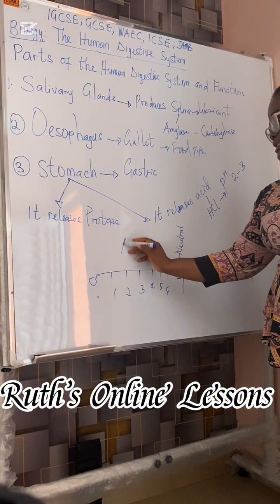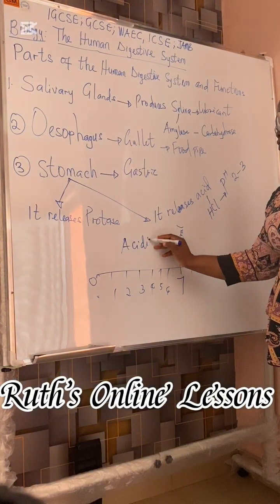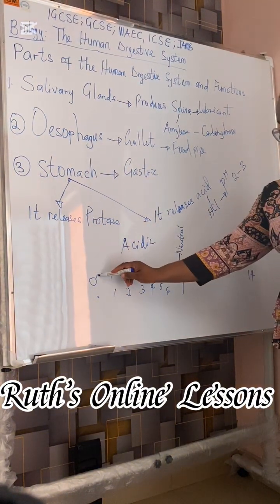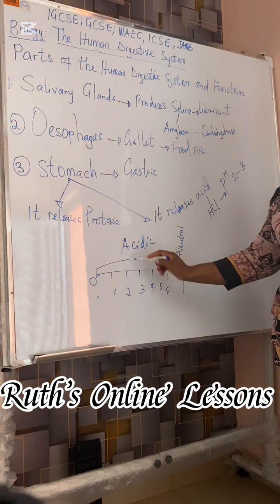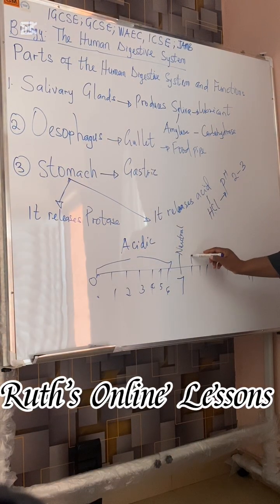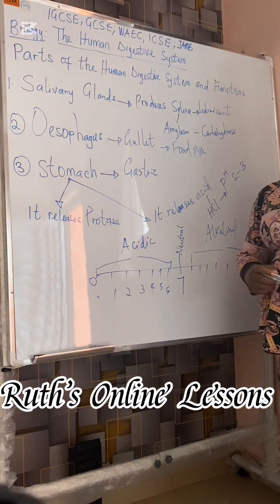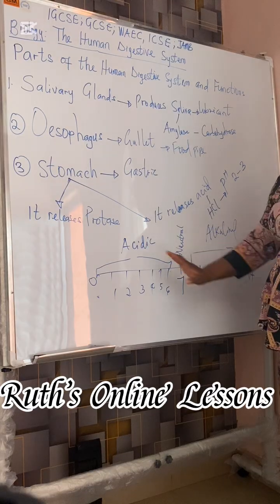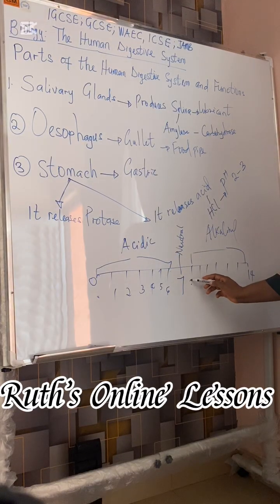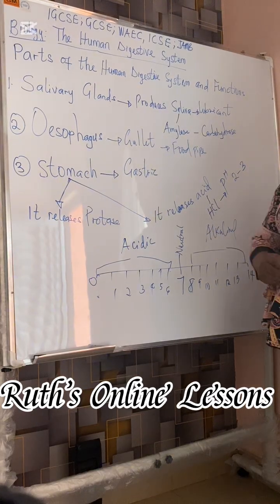So this is acidic. This part, from here to here, is acidic, and this part is alkaline. So we just have to take note of this. This is 8. I don't want to bend down, please pardon me. 8, 9, 10, 11, 12, 13, and 14.